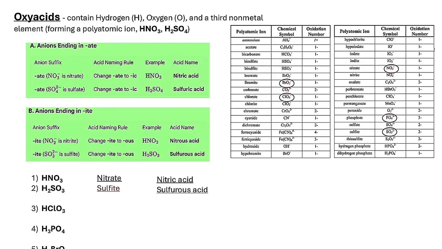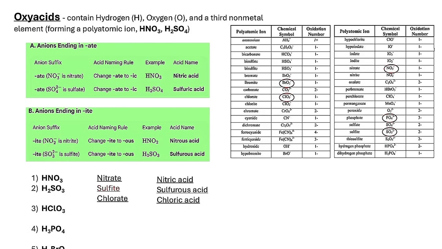Okay. Another example, HClO3. ClO3 is chlorate. So ATE, change that to IC. It becomes chloric acid. And that's it. That's how easy it is.